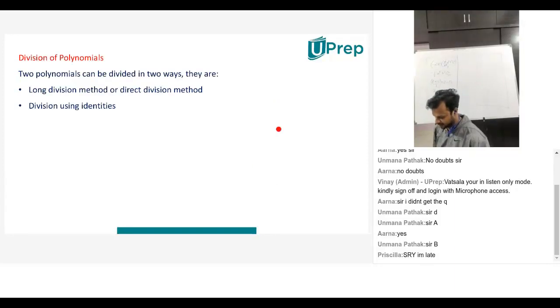Okay, now let us talk about division of polynomials. There are two kinds of divisions that we have. One is long division or direct division, and the other is division using identities. Here we will look into some examples before we solve questions, but this is just for your understanding that we need to know that we have two methods. One is long division and the other is division using the identities.